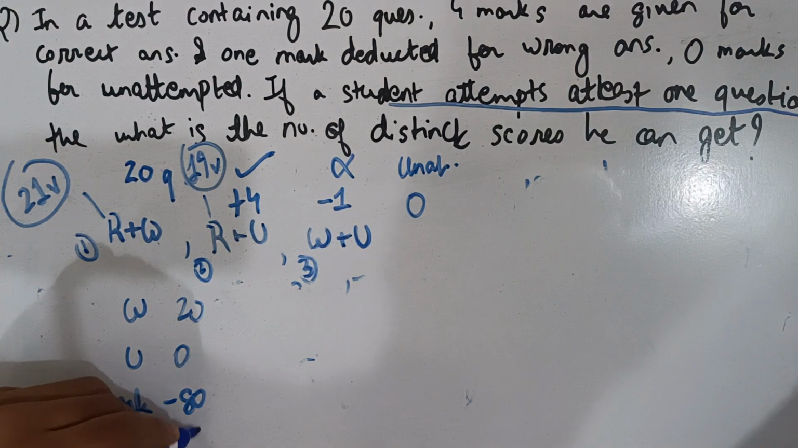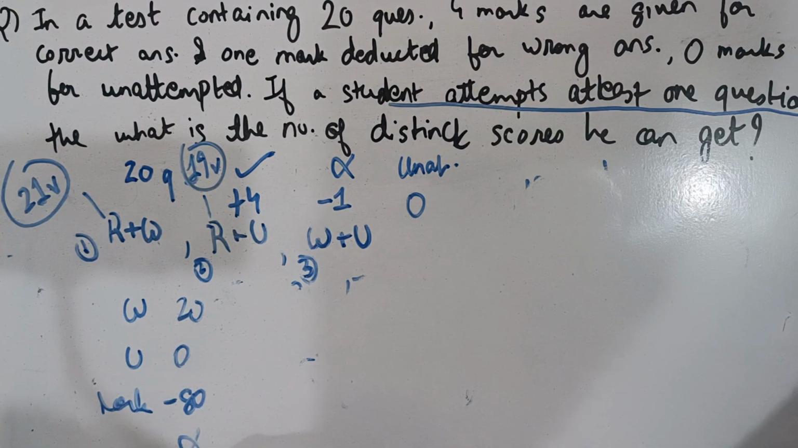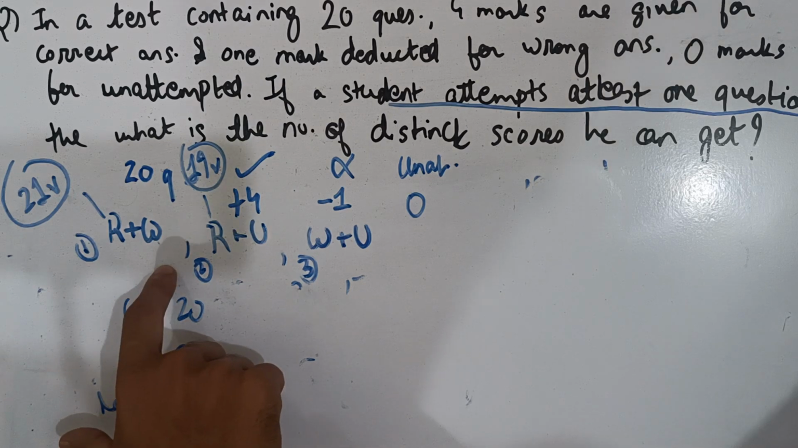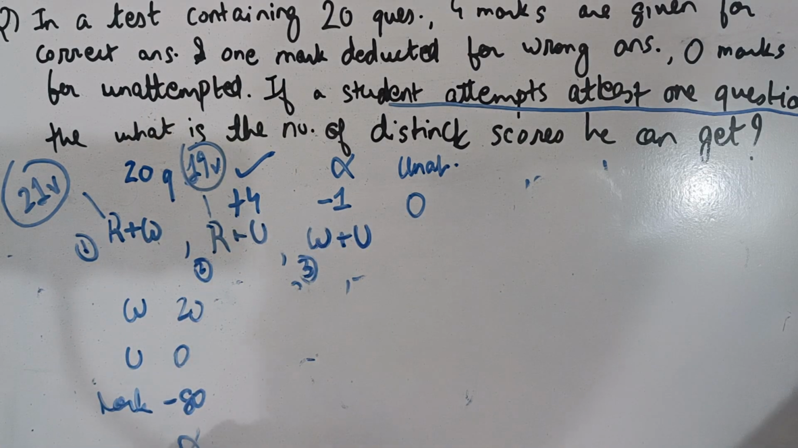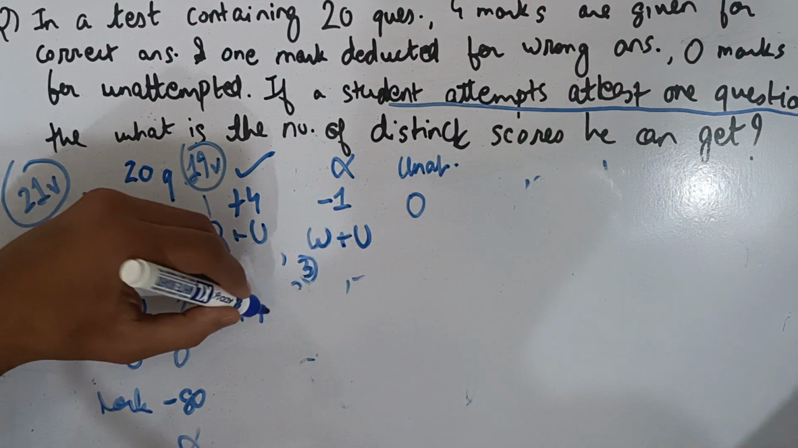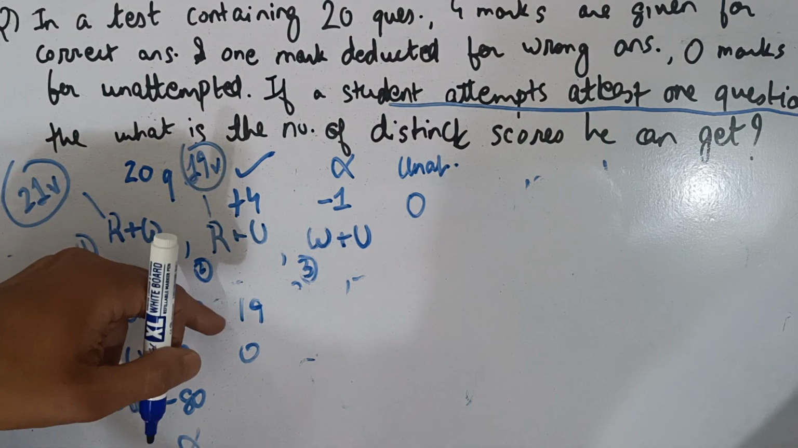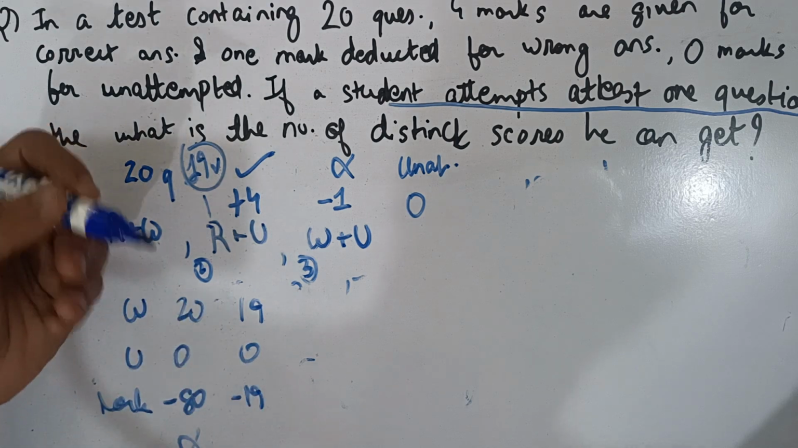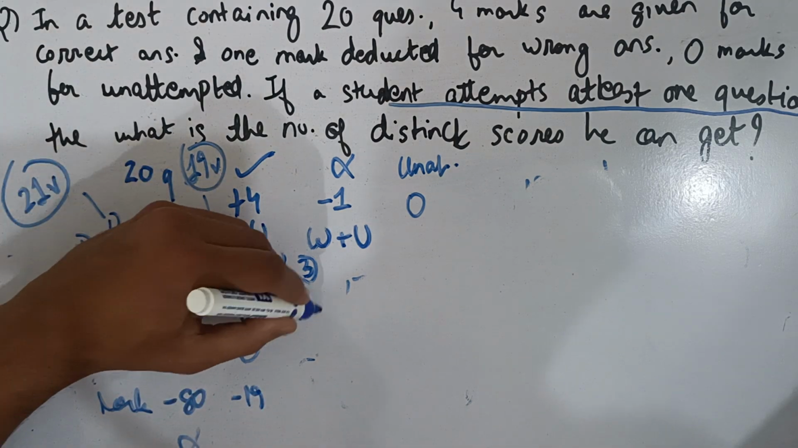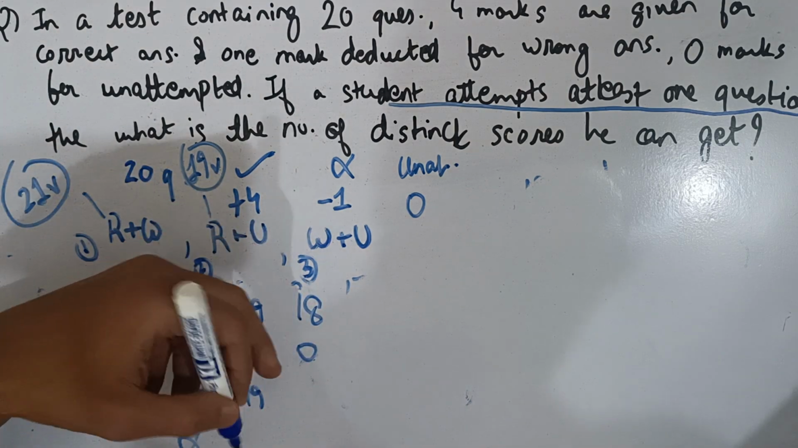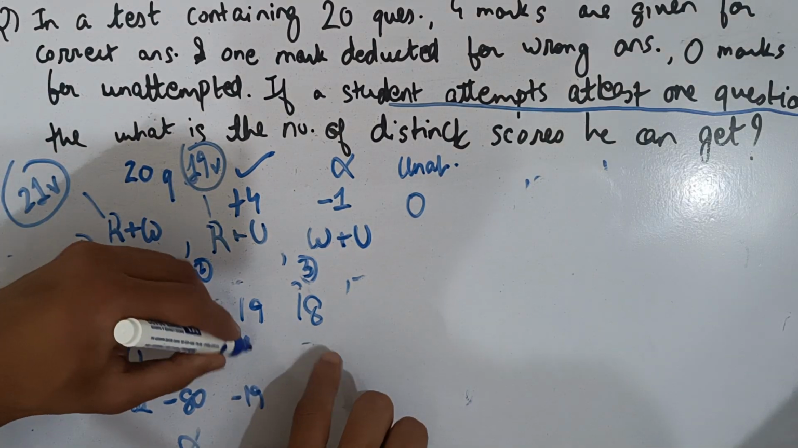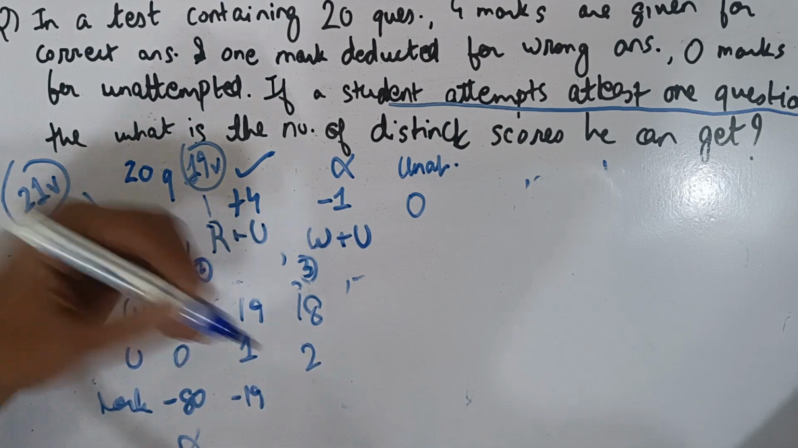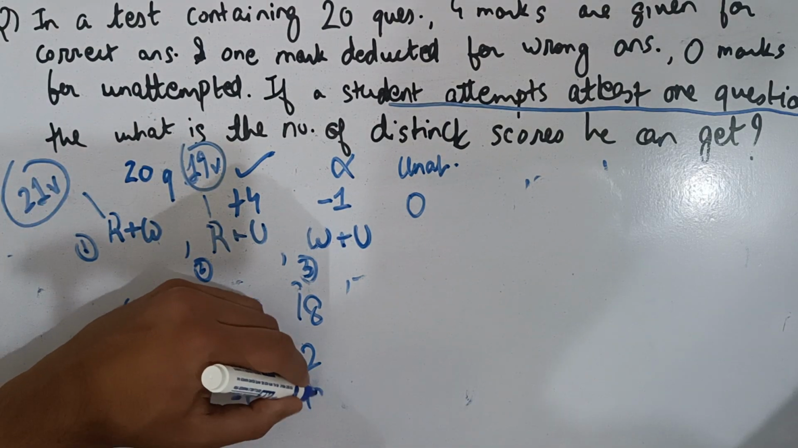We'll not consider this value because we have already taken it in the earlier condition, where he has done all the questions wrong and none was right. So we'll not take this. We'll move further. 19 questions are wrong and 0 unattempted. So for 19 wrong, he'll get -19 marks, -1 for every wrong answer. And if he has done 18 questions wrong and unattempted are 2, he'll get -18 marks.